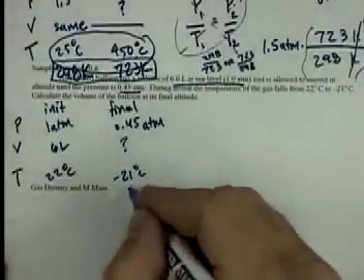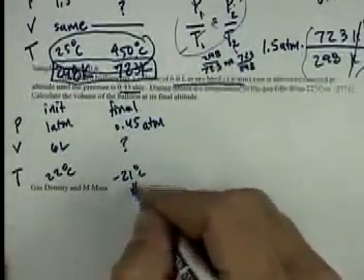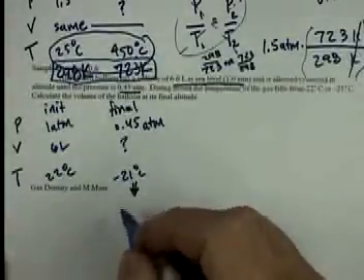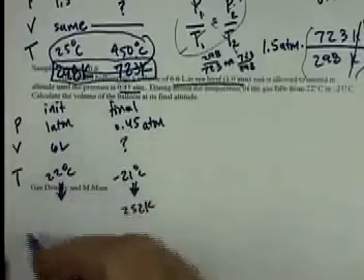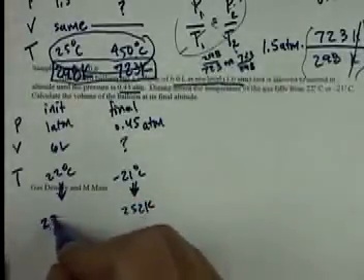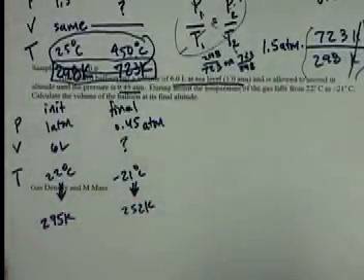You're converting these to Kelvin right away. Don't be tempted to use the Celsius temperatures. This is 252 Kelvin, and converting this right away, this is 295 Kelvin to start with.